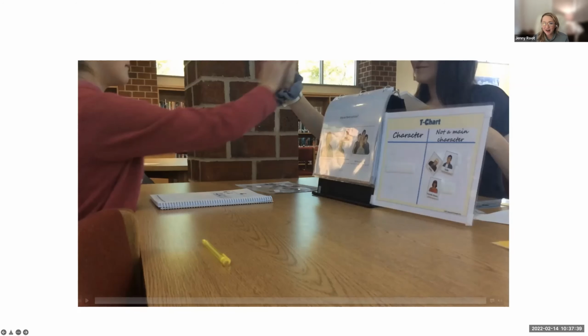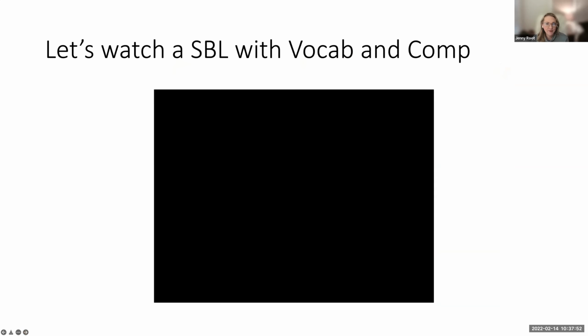You can see here that they've already completed the character, not a main character T-chart sorting activity. The student has the story map, and now they're answering some inferential questions. All right, now let's watch a story-based lesson that includes both vocabulary and comprehension.